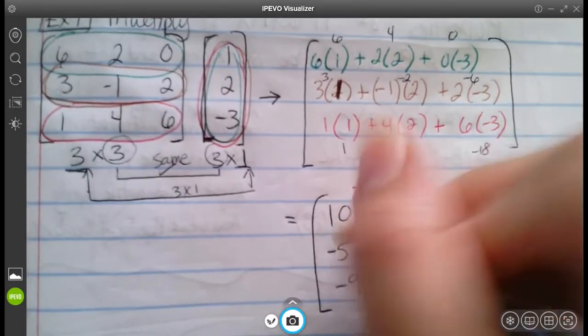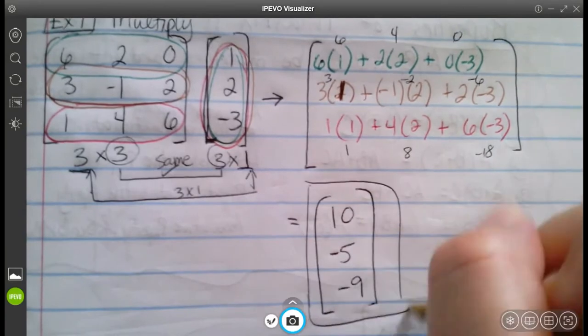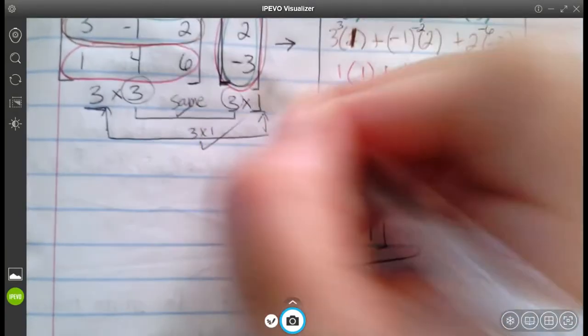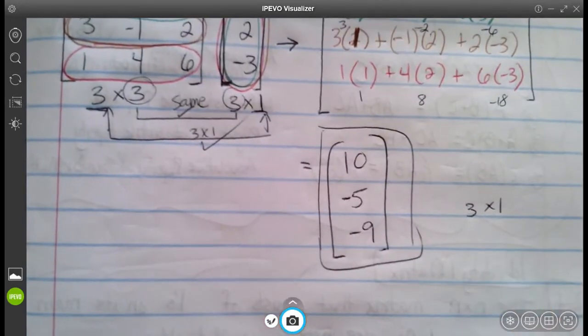And it looks like we are good to go. Our dimensions for this one are 3 rows by 1 column, which is exactly what I had over here. So we are good to go.